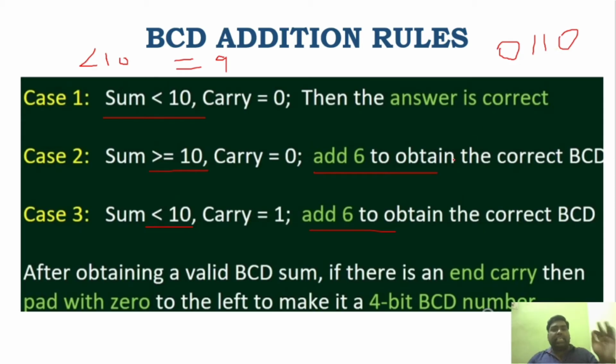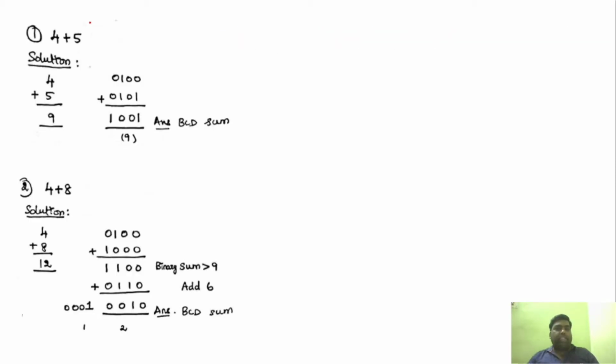So this is the exact addition rule, and we can also do a last step after obtaining the valid BCD form. If there is an end carry, that is, if only 1 is left, you can add 3 zeros to it, because in BCD form we represent using 4 bits, that is 8421 code, correct? So these are the basic rules of BCD addition. Now we'll start with the problem.